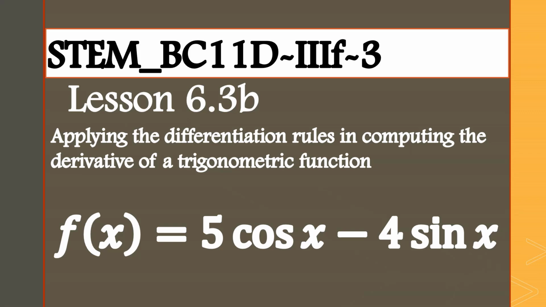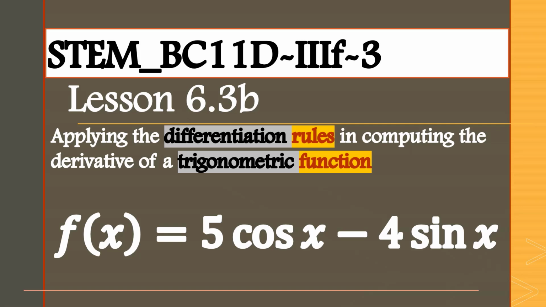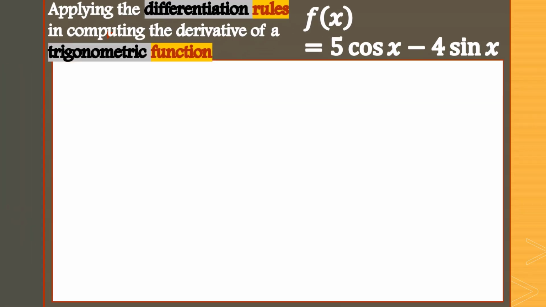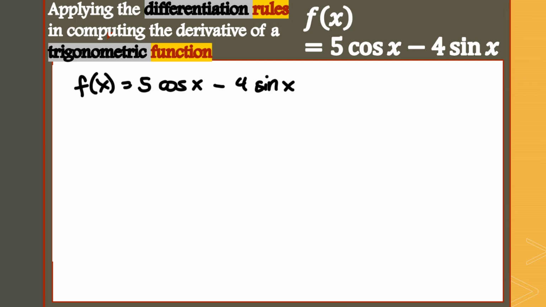Let's apply the differentiation rules for trigonometric functions in computing the derivative of this given function. We can see here that our function has cosine and sine trigonometric functions, and since we already have the rule for differentiating both of them, we are going to apply that in this given function. Our function here is identified as 5 cosine x minus 4 sine x. Hence, we have a difference of two different functions, so we will also be using the rule of differentiating a sum or difference of functions.